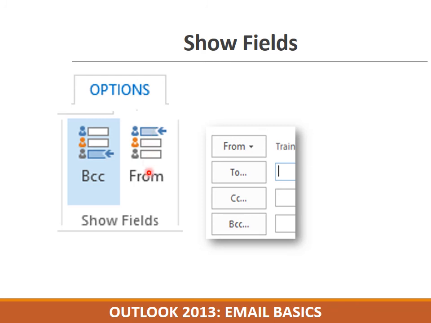Also, you can choose a From. For example, if you have multiple email accounts, you can choose which email account you want to send that from. Once you've turned these on, they stay on until you decide to turn them off again. So it is a toggle switch, but they'll always be on until you decide you don't want them anymore.